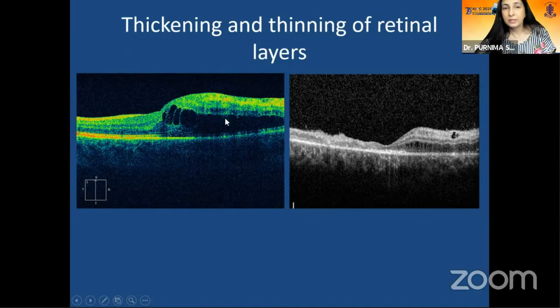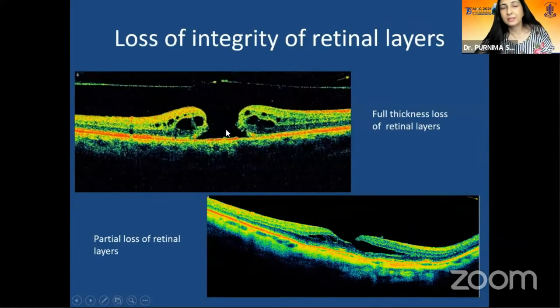Present or not? Here you can see there's a complete loss of retinal layers in the center leading to a macular hole. And sometimes you may see a partial loss of retinal layers. So this is a lamellar macular hole.